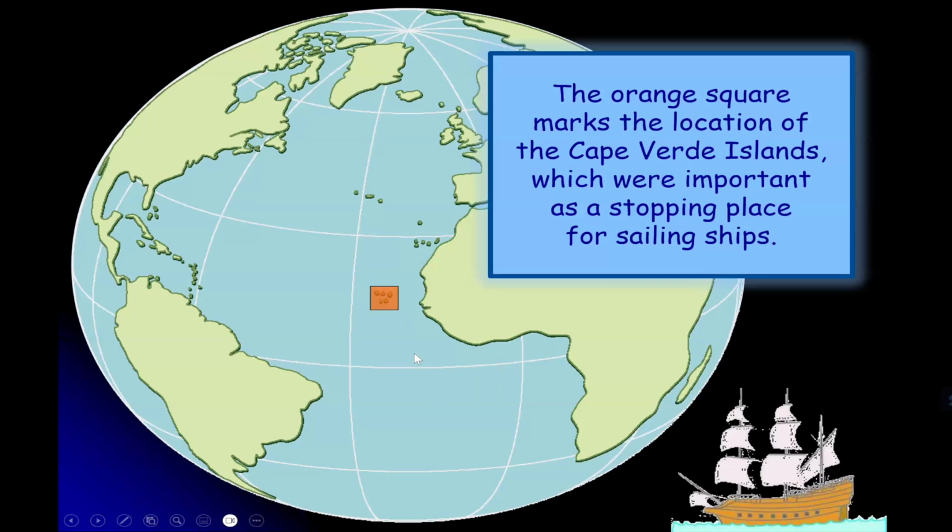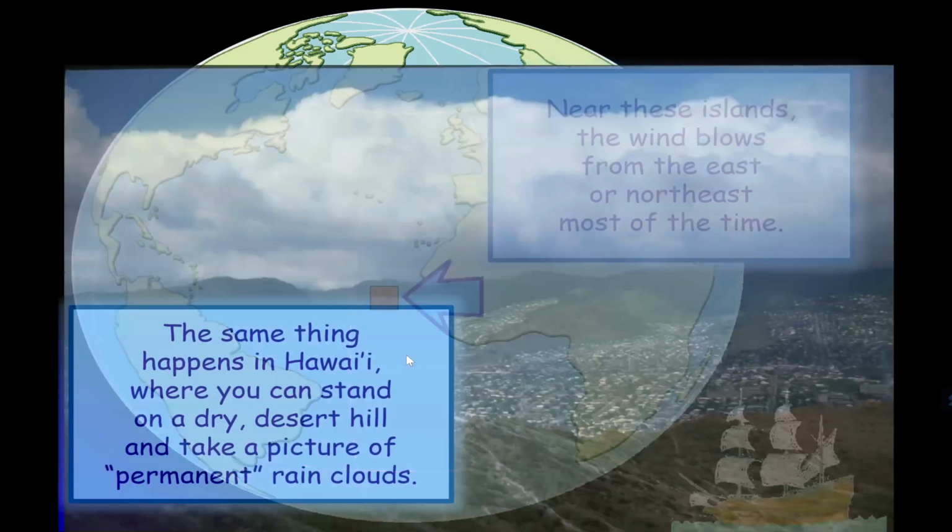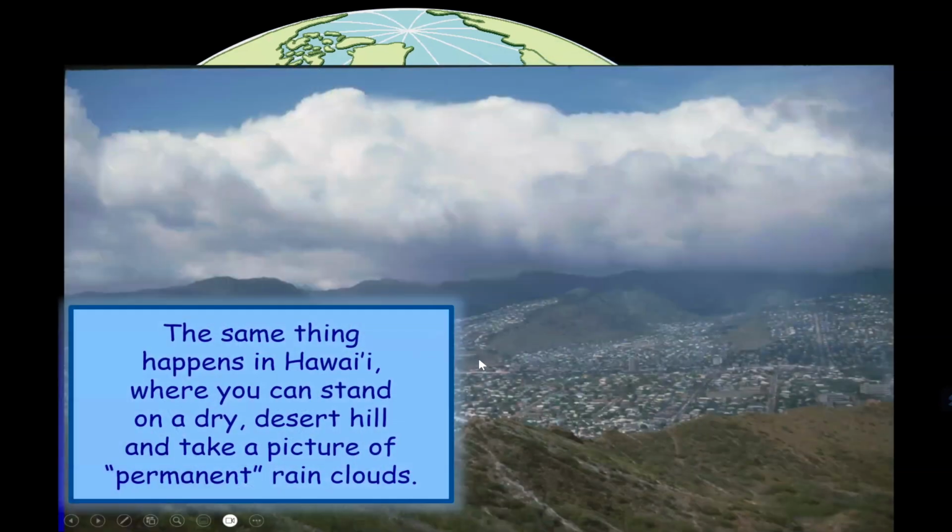The reason it was so important is that it's just 15 degrees of latitude away from the equator. And as a result, the wind blows from the east or the northeast almost all of the time. If you've ever traveled to Hawaii, you can see the same thing because Hawaii is about that same latitude.